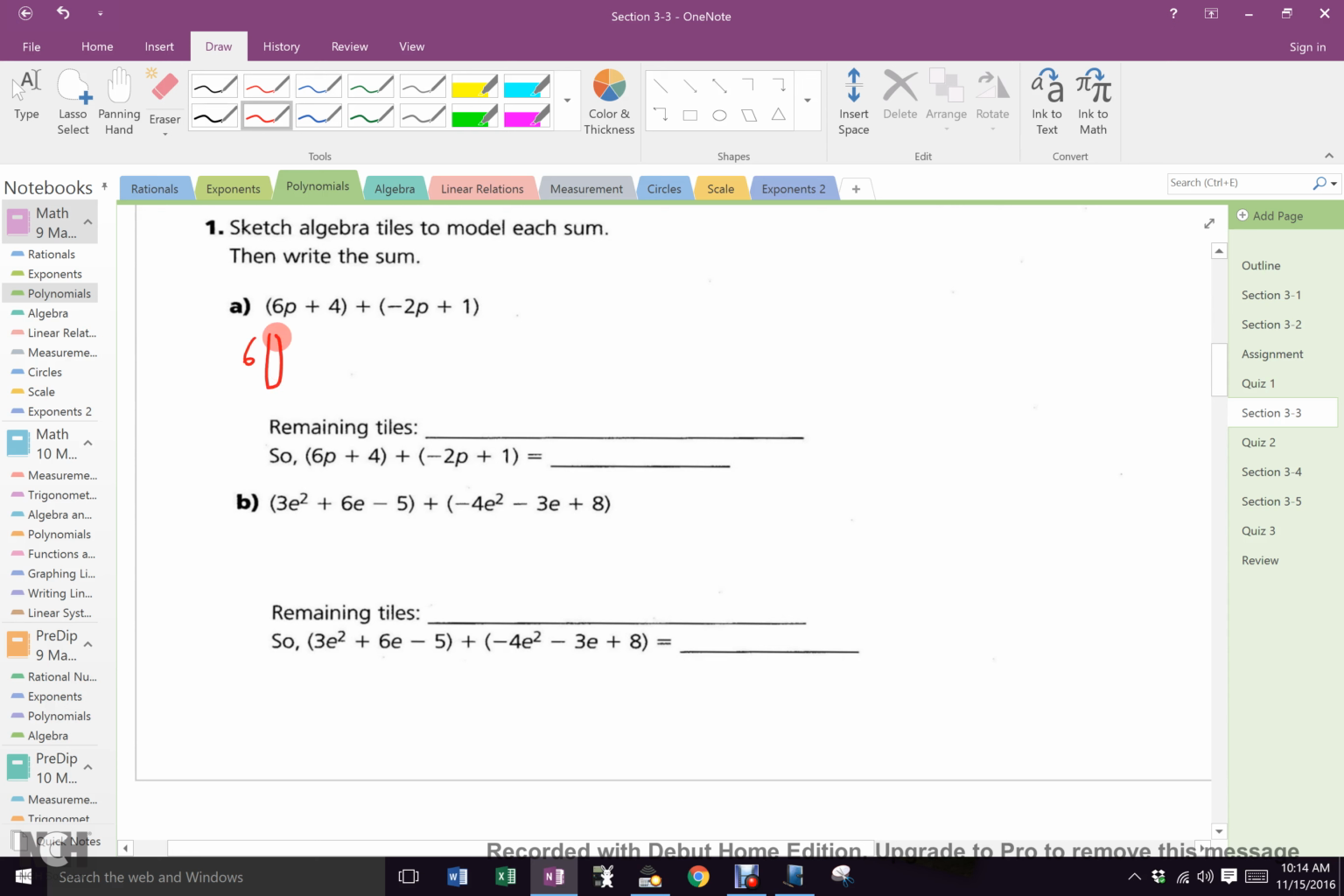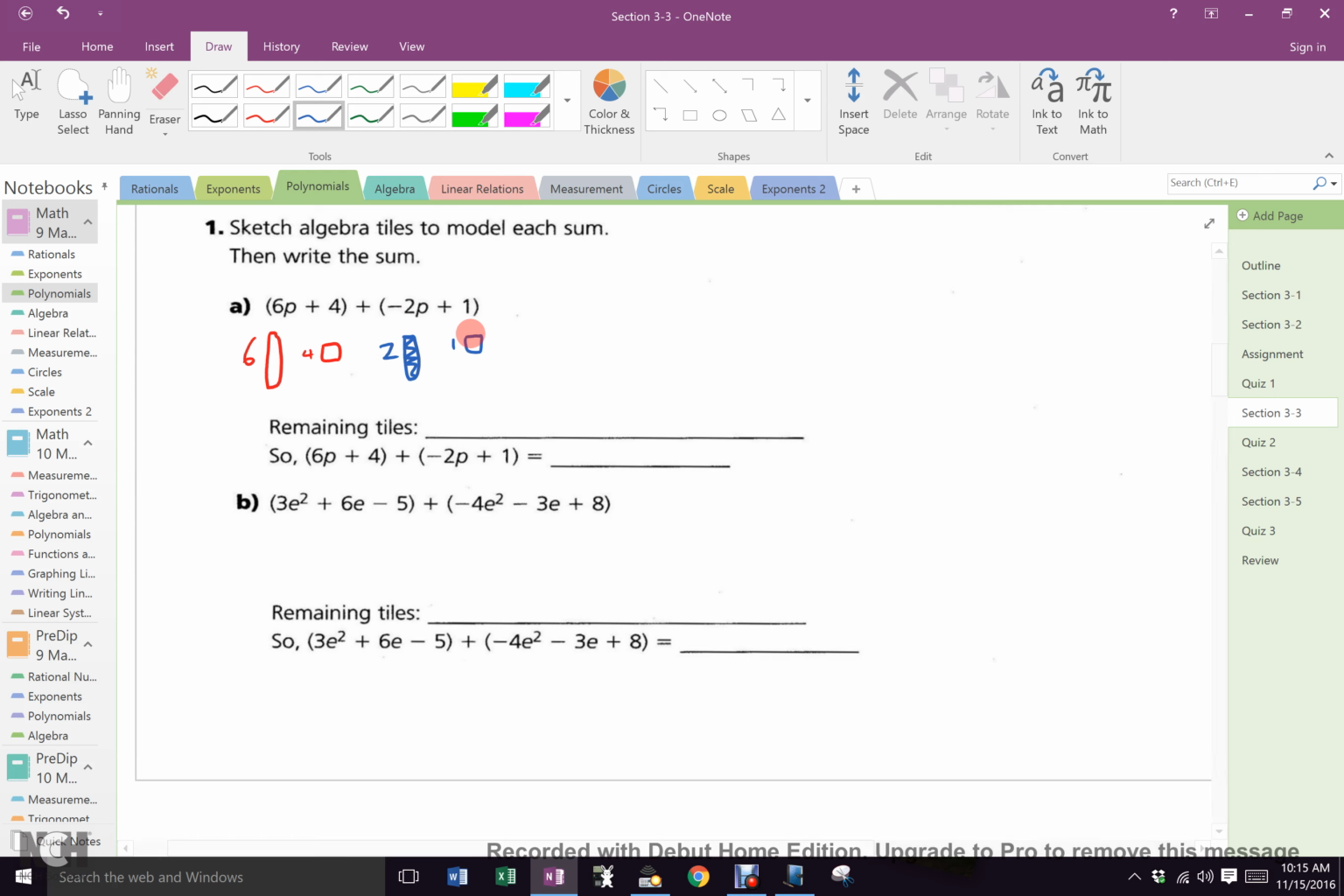How do I draw this guy? 6 bars, colored or not? No. Why? No negative. How come they're a bar and not a big square? Because it's not squared. Because it's not P squared. How do I draw this guy? Four little boxes. Colored or not? Not. Excellent. How do I draw this guy? Two shaded and one little box.